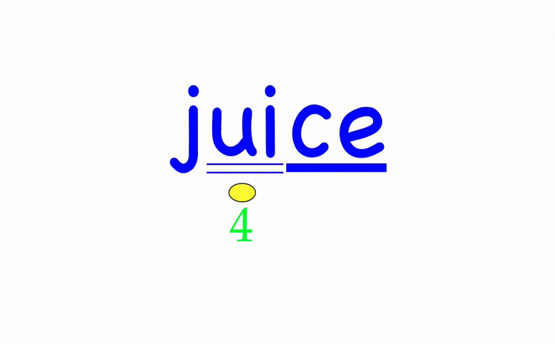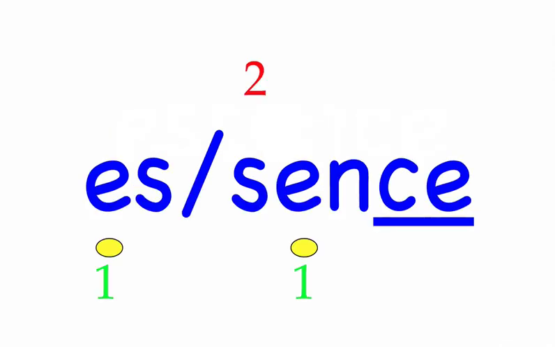Essence. Essence. The essence of your position is clear. Essence. Es, 2 sounds. E, S. Sense, 4 sounds. S, E, N, S. Essence. Mark the word. Essence. Again, CE is a team here because E's only function is to cause the C to represent its second sound.